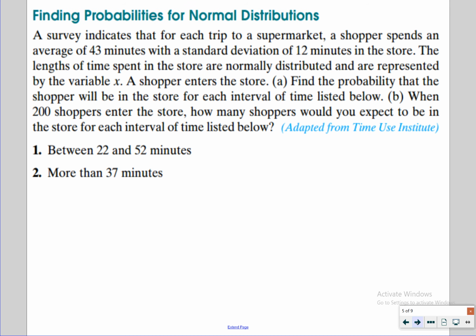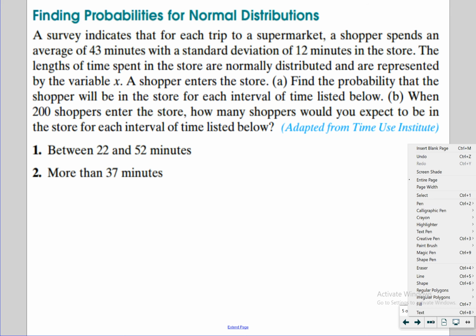A survey indicates that for each trip at a supermarket, a shopper spends an average of 43 minutes with a standard deviation of 12 minutes in the store. The lengths of time spent in the store are normally distributed and are represented with the variable X. Shoppers enter the store. A, find the probability that the shopper will be in the store for an interval listed between 22 and 52. And then also we're going to do more than 37. And then it says when 200 shoppers enter the store, how many would you expect to be in each interval? So after we find the intervals and the probabilities, we'll come back and deal with that.